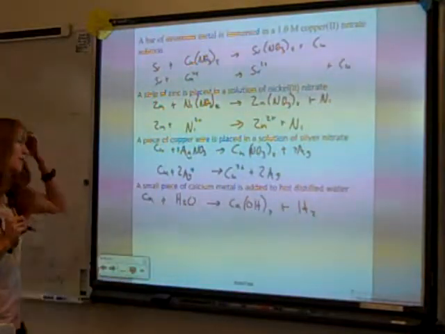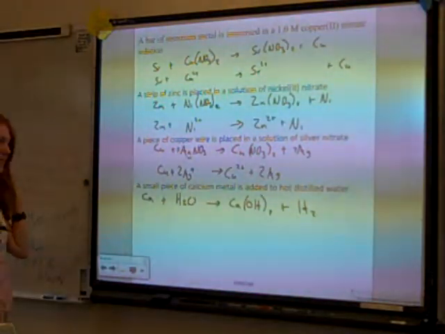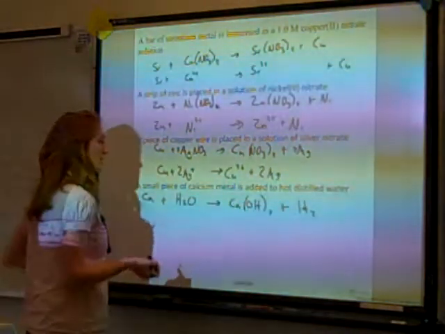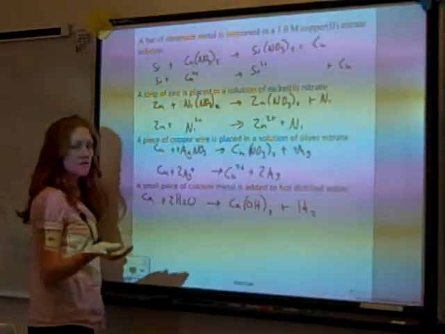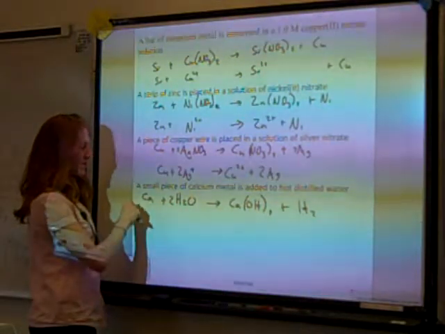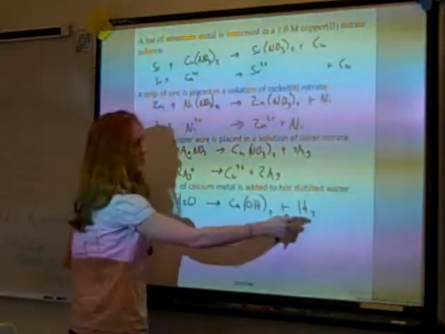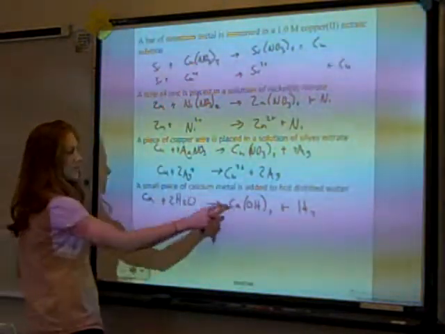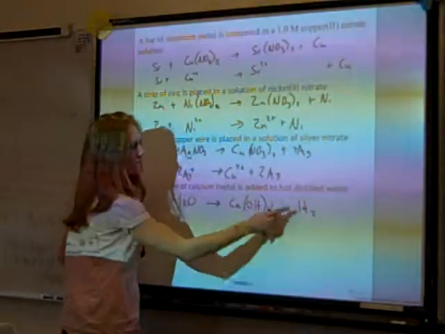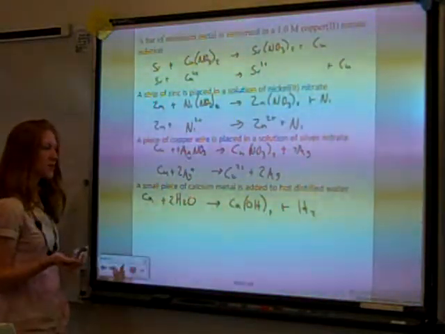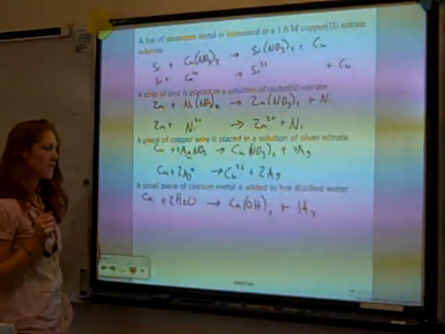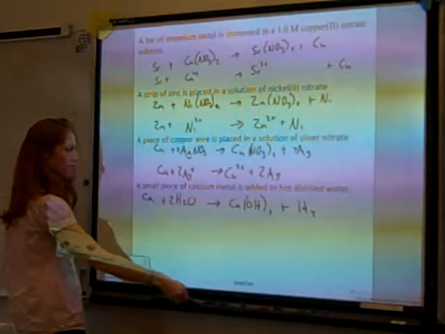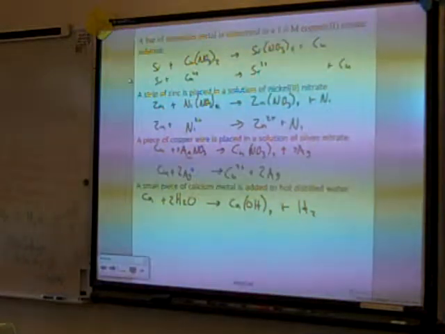Then I'm going to want to balance this. If I'm going to make 2 hydroxides, I'm going to need 2 waters to do that. And that's going to leave 2 H+. Those 2 H+ are going to gain the electrons from calcium to become H2. So I've got 1 calcium, 4 hydrogens, 2 oxygens on each side. So it's good. And this one doesn't have any spectator ions. That's single displacement.